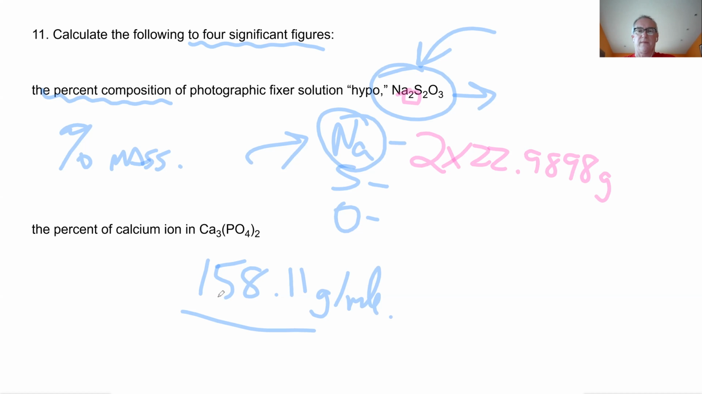And what about sulfur? How many moles of sulfur would I have? 2 as well. 2, right. What's the mass of 1 mole of sulfur? 32.065. Okay. And oxygen, how many moles of oxygen? 3.